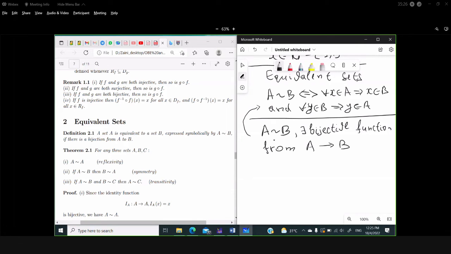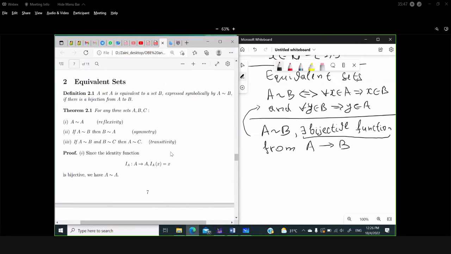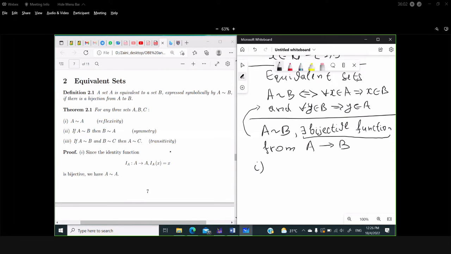But here the important thing is, if we are able to find bijective functions, then these two sets are equivalent, A equivalent to B, okay, please. And this equivalence of sets has three properties. First is the reflexivity property. For any sets A, B, C, reflexivity is, I think, very clear, because A is equivalent to A.